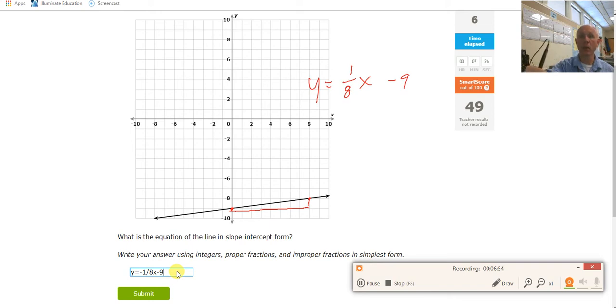There should be a negative on that 1/8 that I drew. No, it's no. Should be. It's a positive 1/8, isn't it? Y equals positive 1/8 x minus 9. Rise of 1, run of 8. I like that.